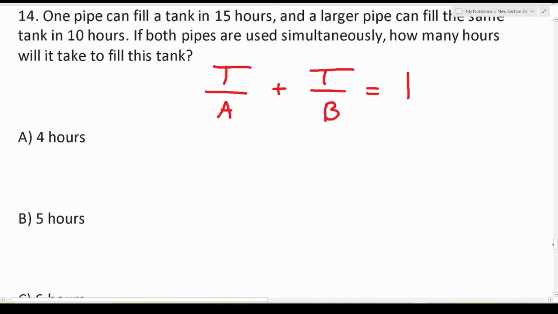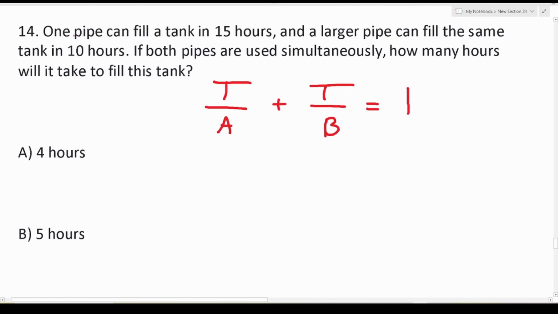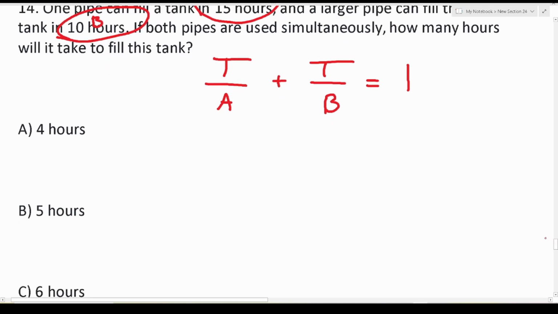So let's go back and look through this problem to see what we have. This one pipe can fill the tank in 15 hours by itself, so that's going to be our A. Okay? This other pipe takes 10 hours to fill the tank by itself, so that's going to be our B. And we're trying to solve for T because we want to know how much time, or T, it takes both of them working together to fill this one tank. So let's plug this in. Again, this is T over 15 plus T over 10 equals 1.